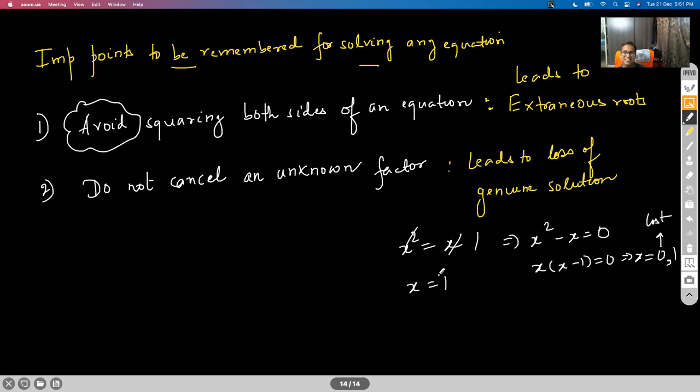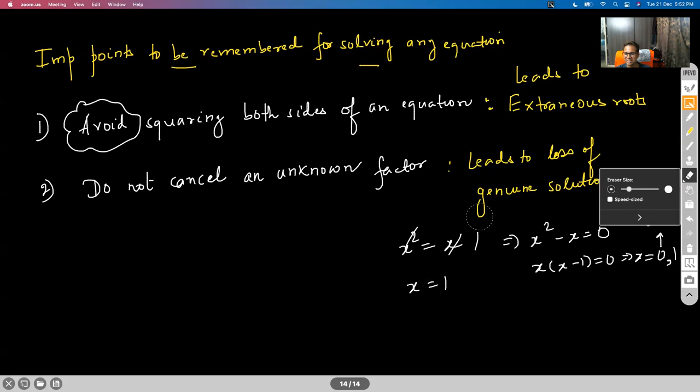So do not cancel any factor which is unknown to you. Unknown to you means I don't know what x is and still I'm canceling it out. Okay. So please cancel out factors whose value is known to you. For example, if there was a 2x and there was, let's say, a 4x squared, I would cancel 2 and 2 because I know 2 is not 0. Or let's say somebody tells you that x is not equal to 0. Then you can cancel it out. But don't cancel any unknown factor, because that factor could have been 0 and then it could have been a root of that equation, which otherwise you will lose on canceling.